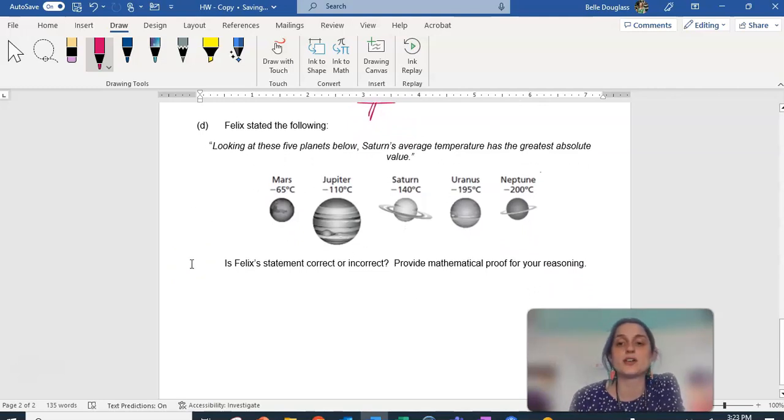Tell me if it's true or false. Greatest absolute value, that means distance from 0. Give me a full sentence. Yes, Felix is correct. No, Felix is incorrect because, and include some numbers.